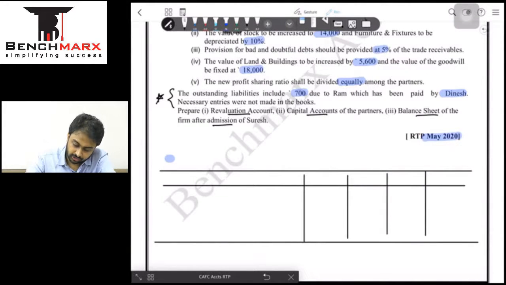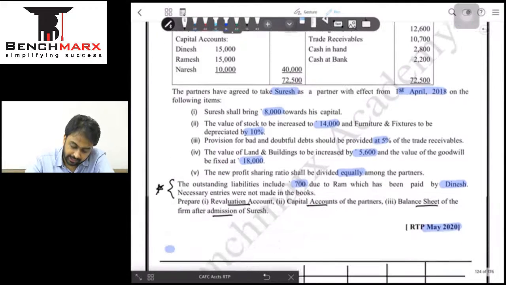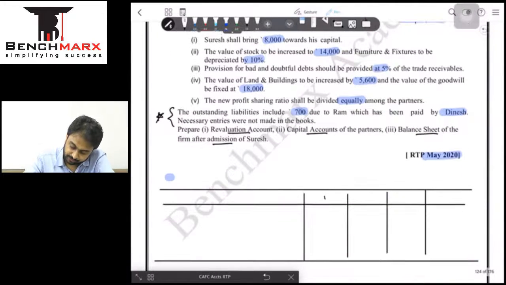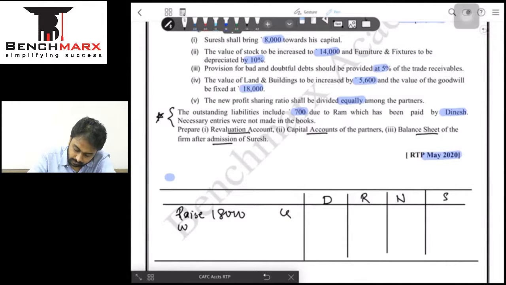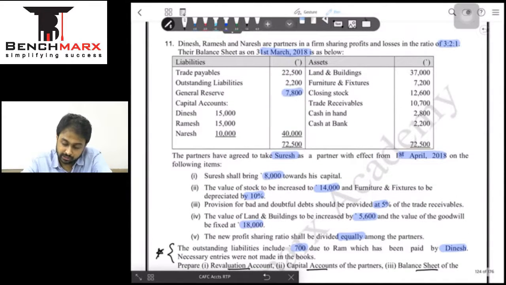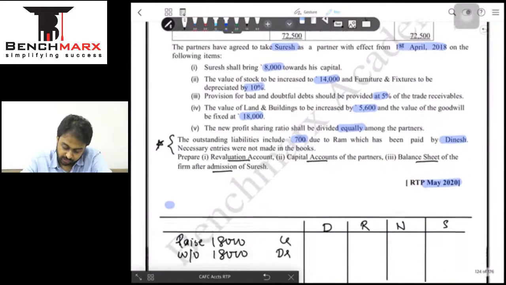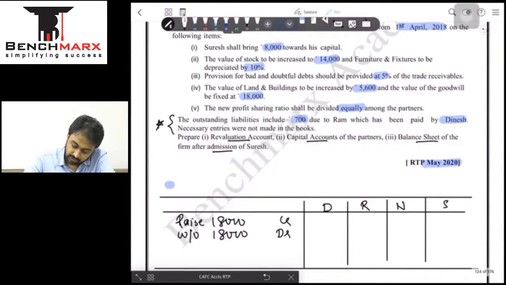So it is, the partners are D, R, N and S. I will first raise 18,000, that is credit, and write off 18,000, that is debit. 18,000 in the old PSR of 3:2:1. So 9,000, 6,000, 3,000.